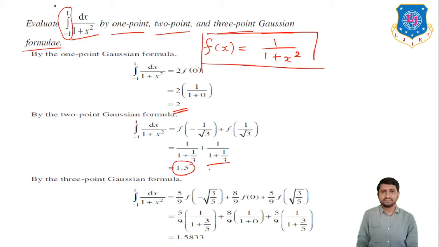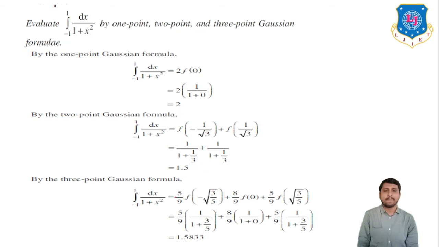Now use the 3-point Gaussian quadrature formula. This is quite interesting. For the 3-point formula, this is my formula: 5 by 9 f of minus square root of 3 by 5, plus 8 by 9 f of 0, plus 5 by 9 f of square root of 3 by 5. What is your f of x? Again I write f of x is 1 upon 1 plus x square. So 5 by 9, 1 upon 1 plus, instead of x, first we put minus root 3 by 5.